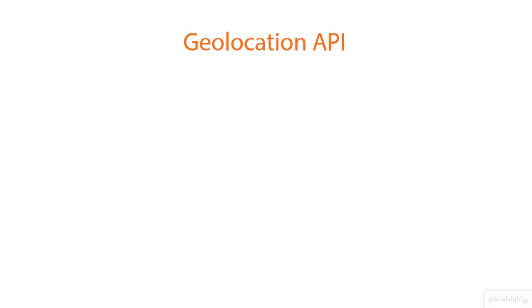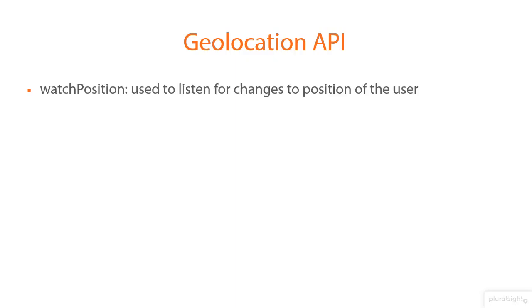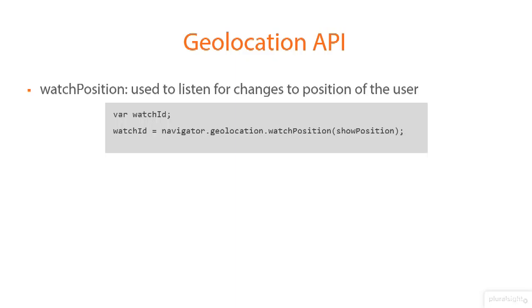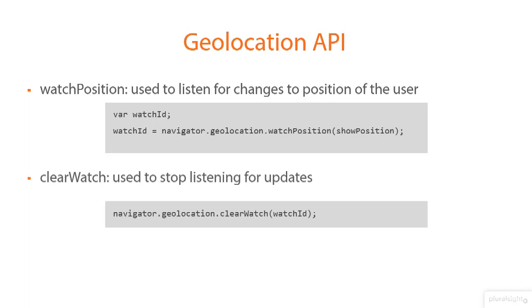Next to the getCurrentPosition method, we can also use the watchPosition method. In the sample you see here, we see how we can use the watchPosition. We get the current position and we'll get new values whenever the user is moving. This is useful when we're interested in updates about the location of the user. When we are no longer interested in receiving updates, we can stop the watch using the clearWatch method.